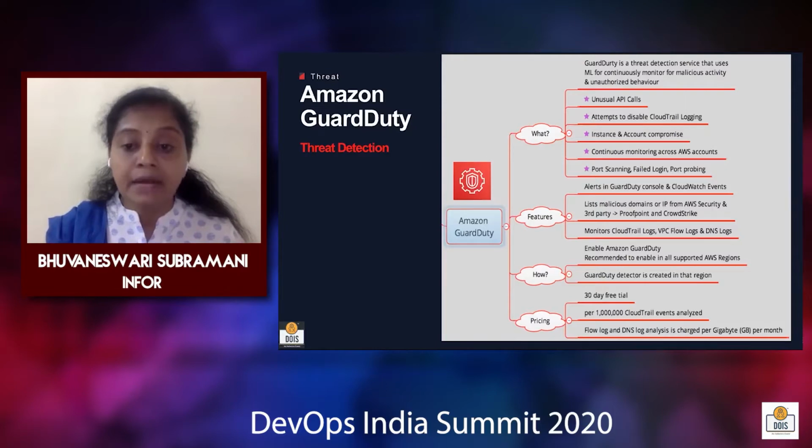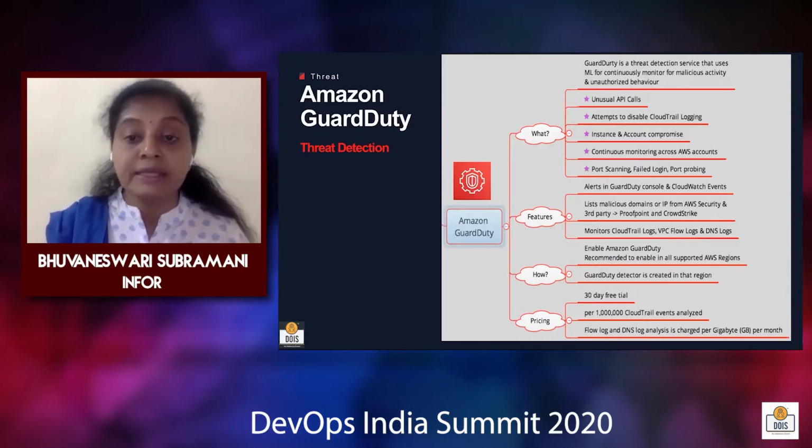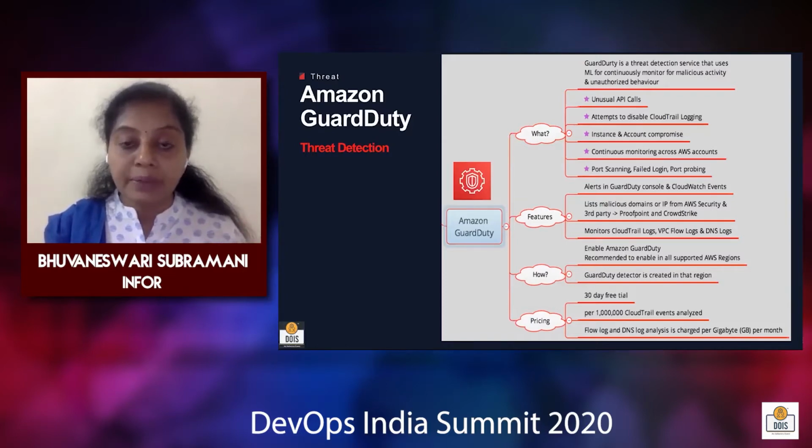What are the features? The alerts in the GuardDuty console and CloudWatch events can help you assess this information. And as I told you in the previous slide, it continuously monitors CloudTrail logs, VPC flow logs, and DNS logs. How does it work? There is no agent installation, because it works across the account. You enable GuardDuty in the specific region where you have hosted this EC2 instance. So it's going to monitor it. That's how it works.